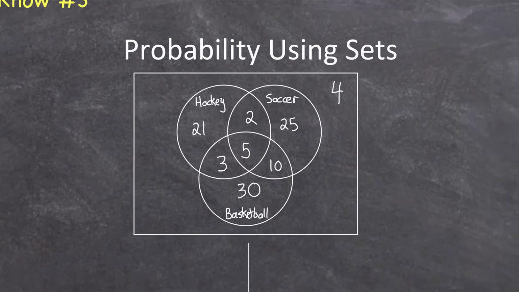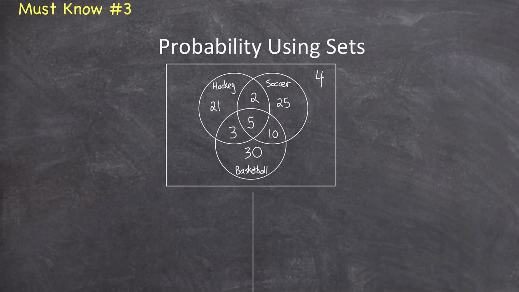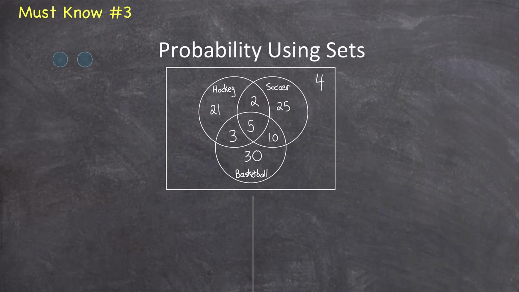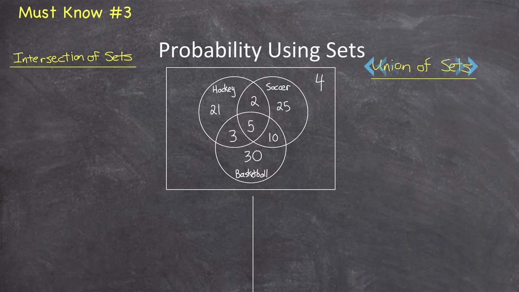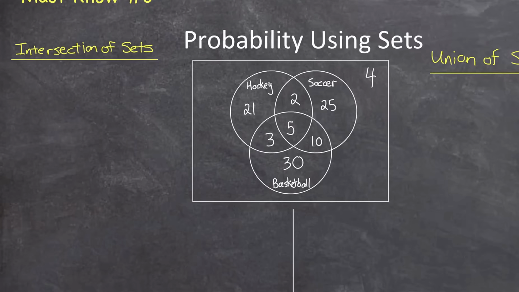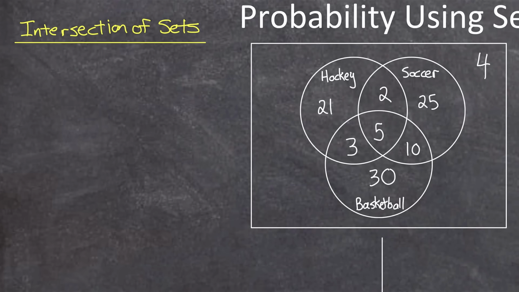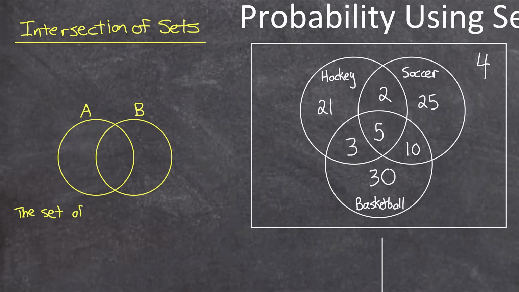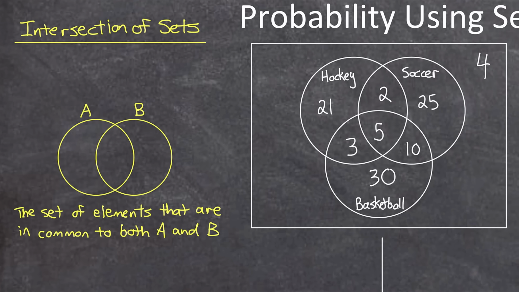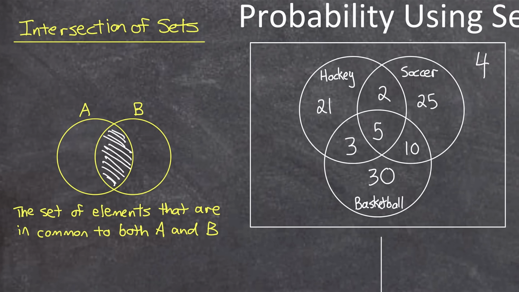What I want to do with this Venn diagram is help you understand 2 important concepts: the intersection of sets and the union of sets. Let's start with the intersection of sets. So let's say we had 2 sets, set A and set B. The intersection of those 2 sets is the set of elements that are in common to both A and B. So in the Venn diagram, that would be the overlap of the 2 circles. And the notation that represents the intersection of the 2 sets would look like this: A and B, where that upside down U, we read that as and.